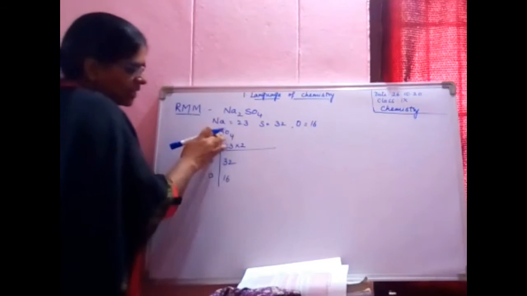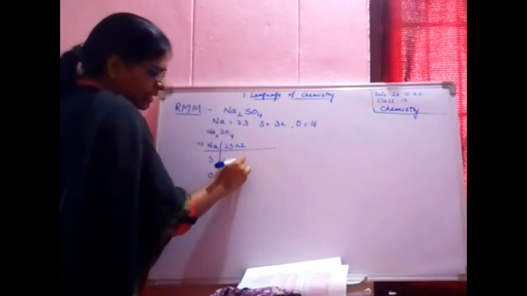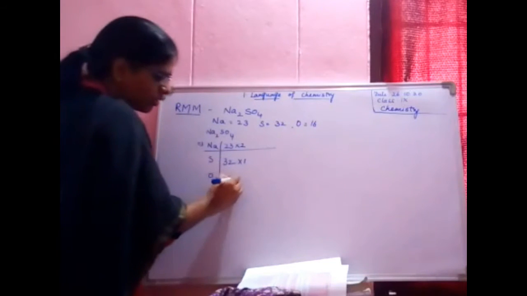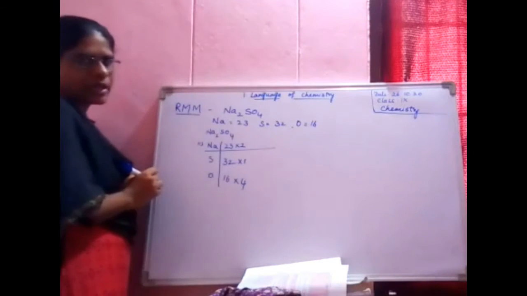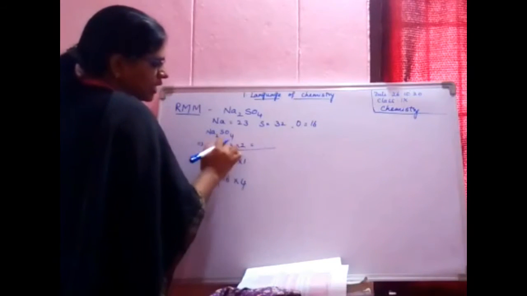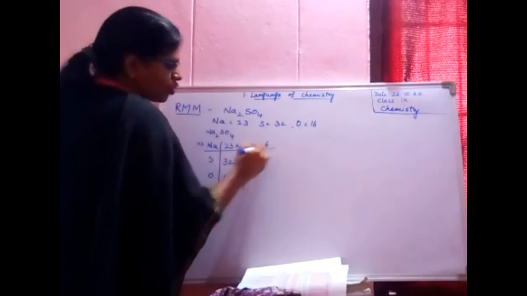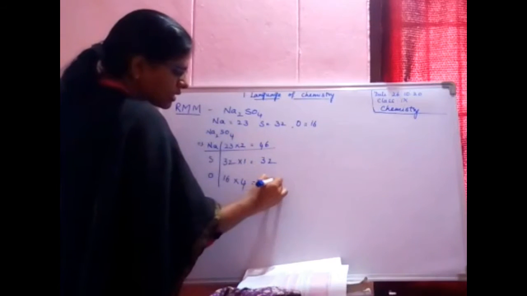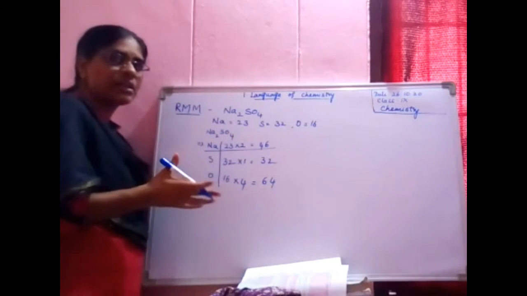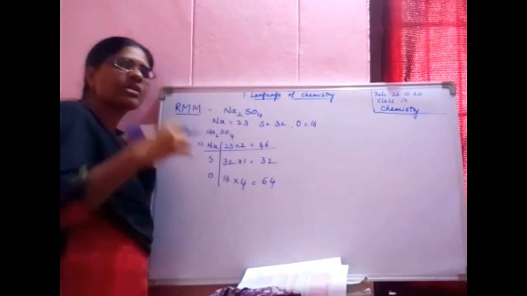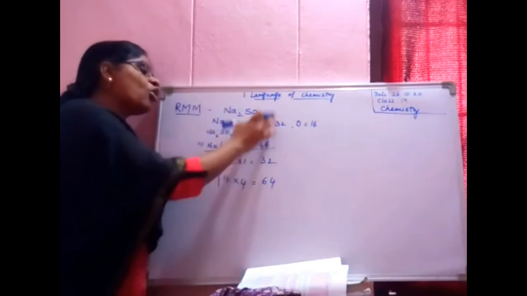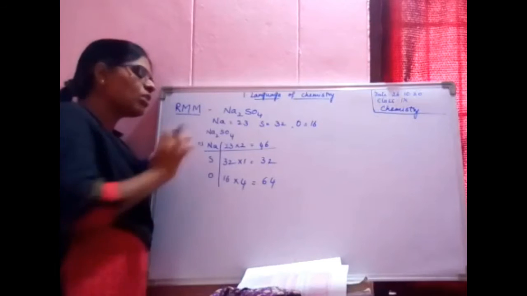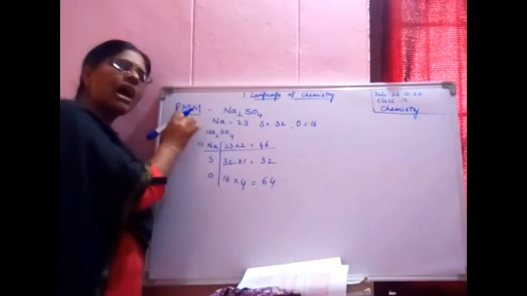Okay? How many sulfurs? Single. Hence, into 1. How many oxygens? 4. Okay. Now look here. 23 into 2, 46. 32 into 1, 32. 16 fours are 64. Now what did I say? The sum of atomic masses of all elements present in a compound is called RMM.